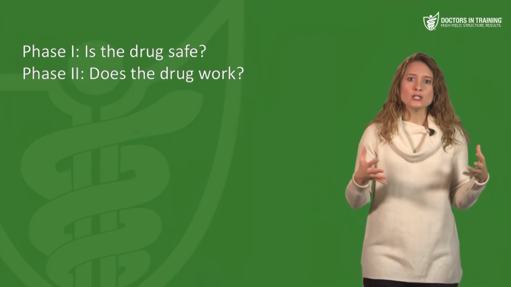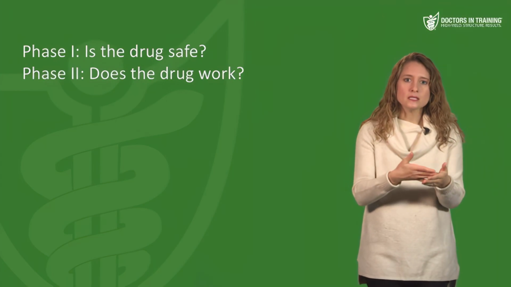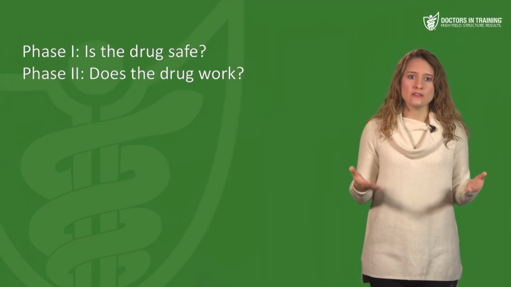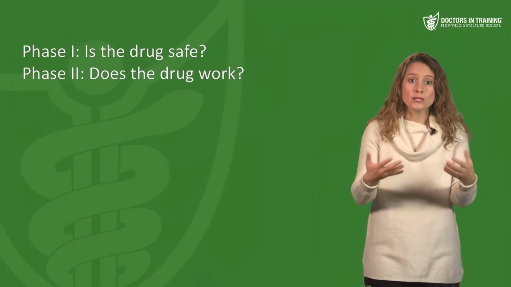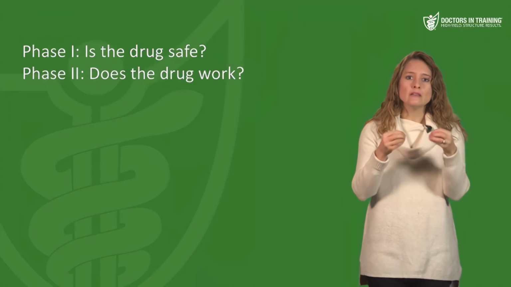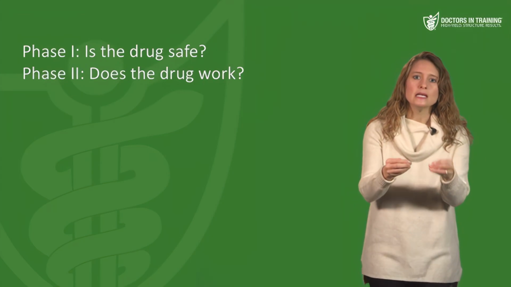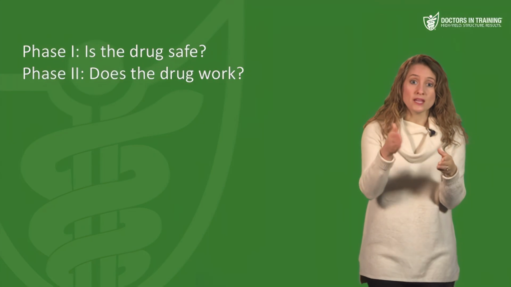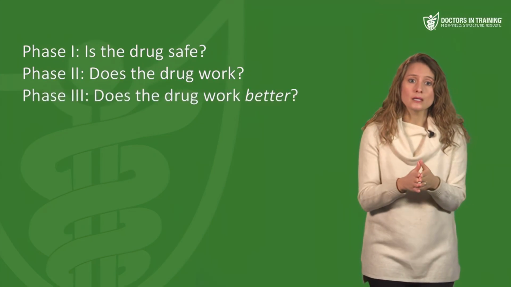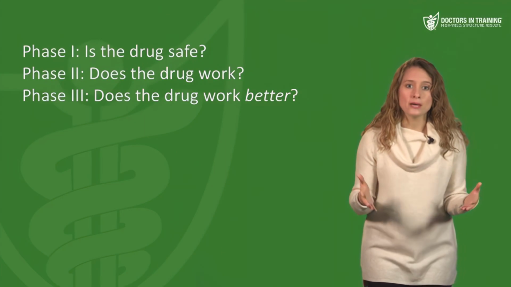So you look at patients with the disease. This is the stage where they give the drug to a few patients with the disease to measure efficacy of treatment, appropriate dosing, and again, adverse effects. So in this phase, you're giving the drug to the target population to see if it works in the population that it's intended for. Then the question for phase 3 trials is, does the drug work better?